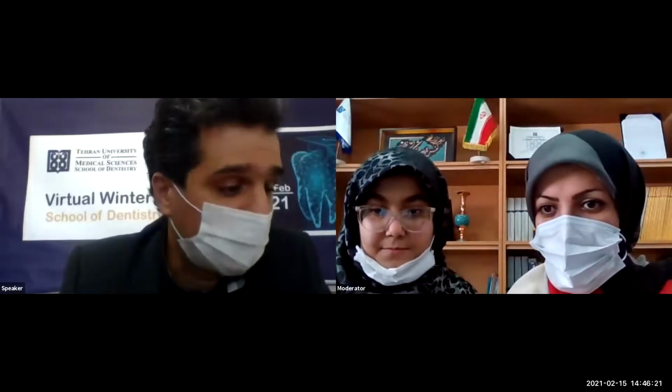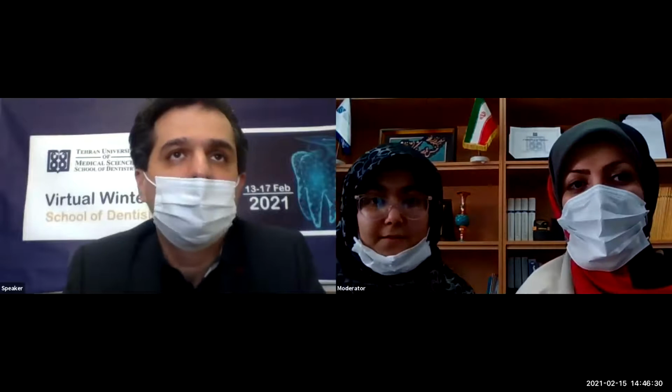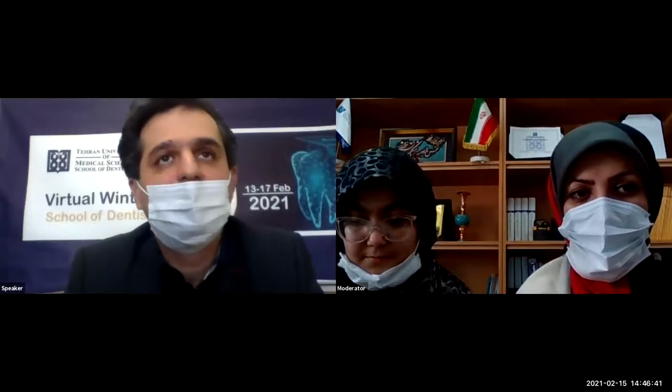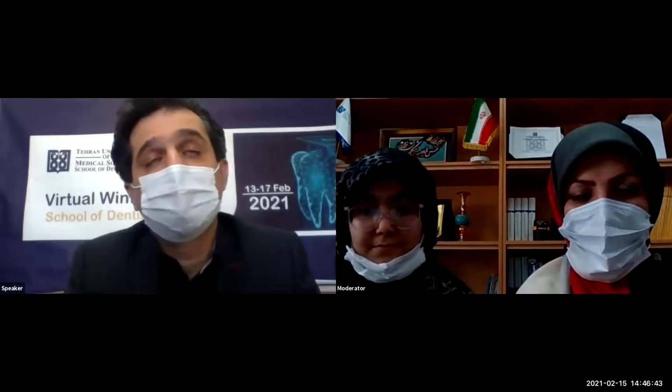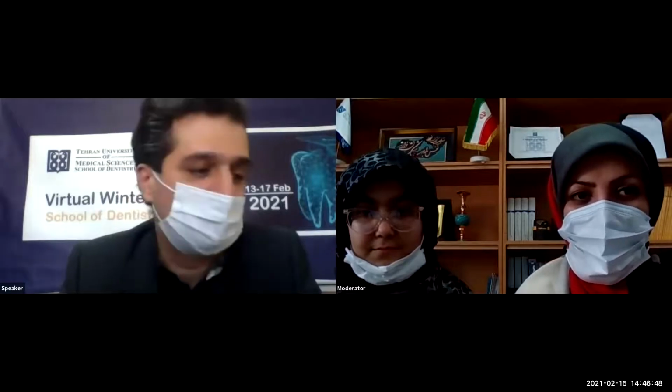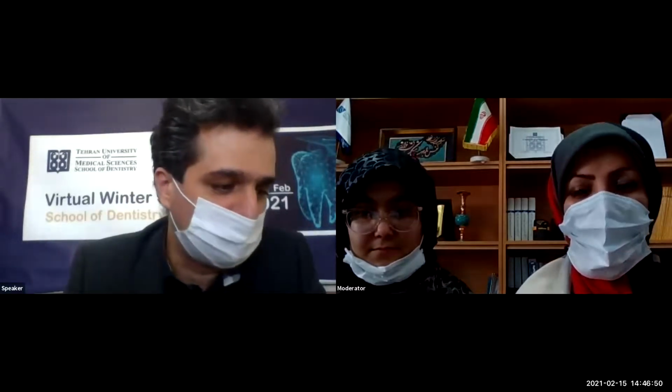When we want to determine the color, the best time is before preparing the tooth. When the preparation of the tooth is finished, we should check the color, the abutment check, and after that we should take a photo and send it to the lab. We should have good communication with the laboratory by a photo for the color determination.